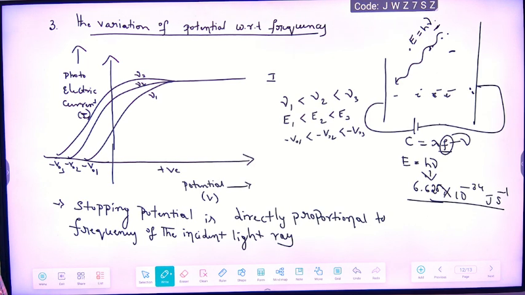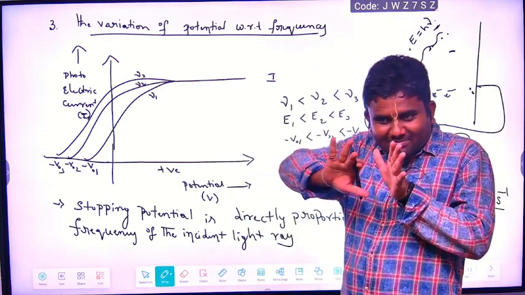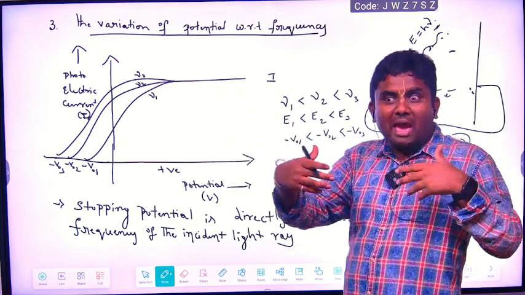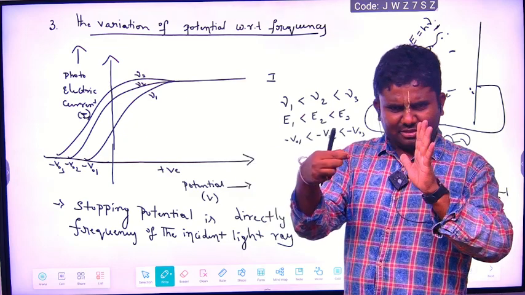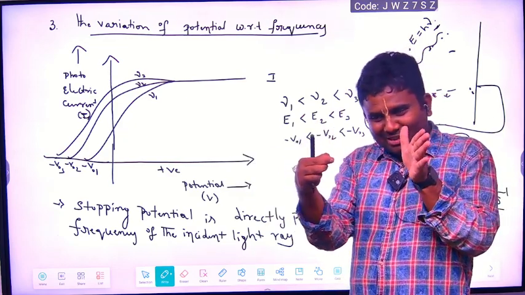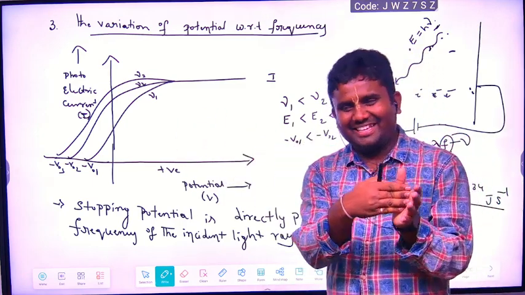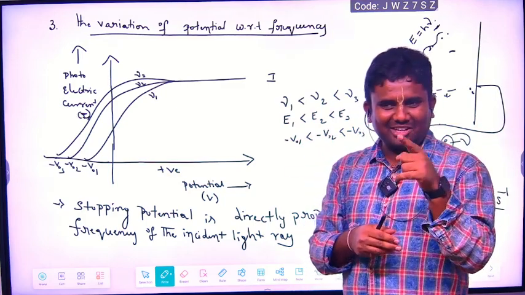Where stopping potential means what? Where is the potential applied? Negative potential is applied to the collector plate, so as to stop the electrons flowing towards it. If the frequency of the incident light ray increases, the electrons will come out with maximum force, maximum kinetic energy. So they will come very fast. To stop those electrons, you need to apply maximum negative potential so that even if they come very fast, they will stop. They will not attack, and the current will not increase. Understanding? Okay.